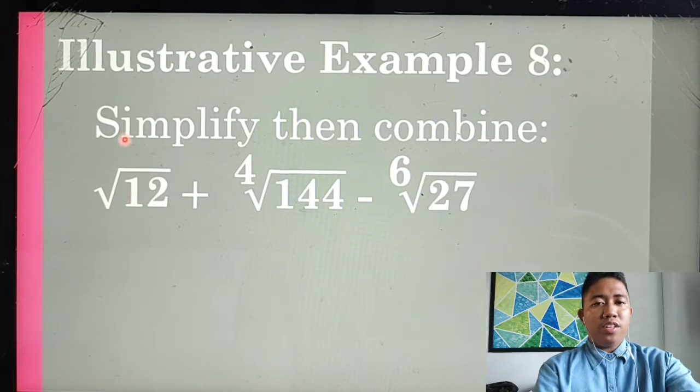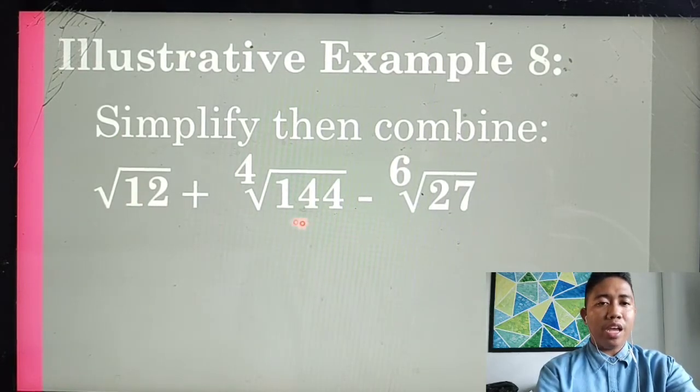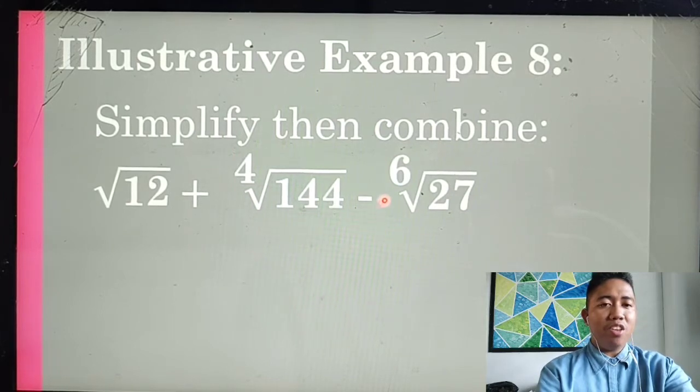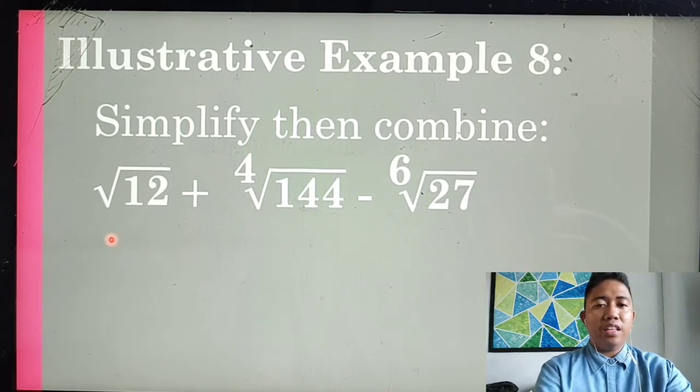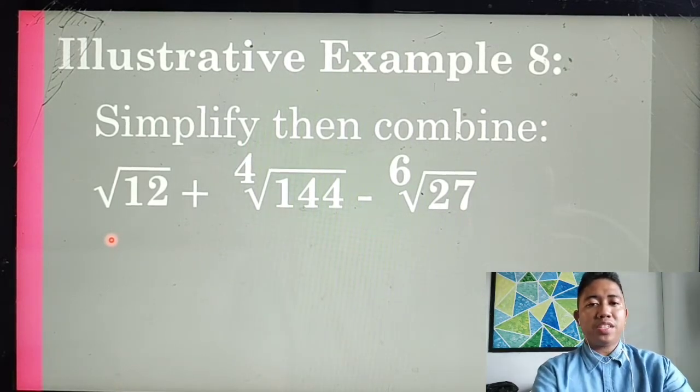Okay, so this time, how about the given radical expression? We have different indices. So we'll be going to simplify and combine the given radical expression, the square root of 12 plus the fourth root of 144 minus the sixth root of 27. So my dear friends and students, to solve this given radical expression, to simplify and combine these radical terms, here is our solution.